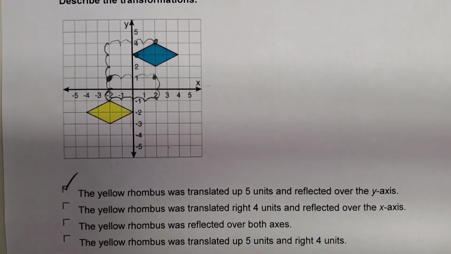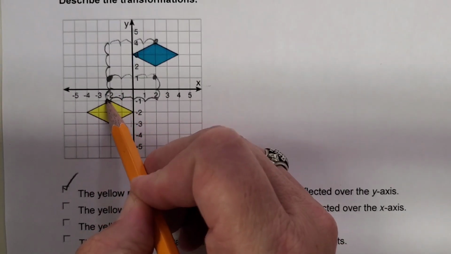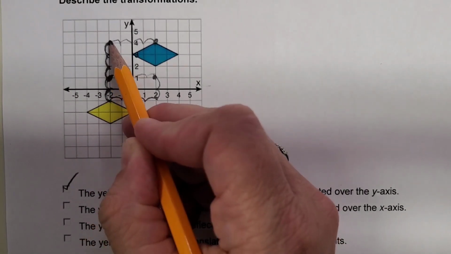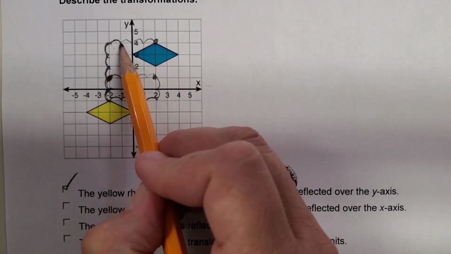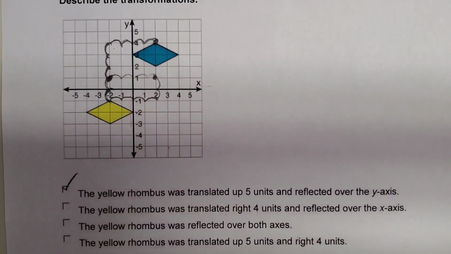And then finally, the yellow rhombus was translated up 5 and right 4. Okay, so let's take this up 5. 1, 2, 3, 4, 5. And then we're going to go over 4. 1, 2, 3, 4. Yes, puts us right there.